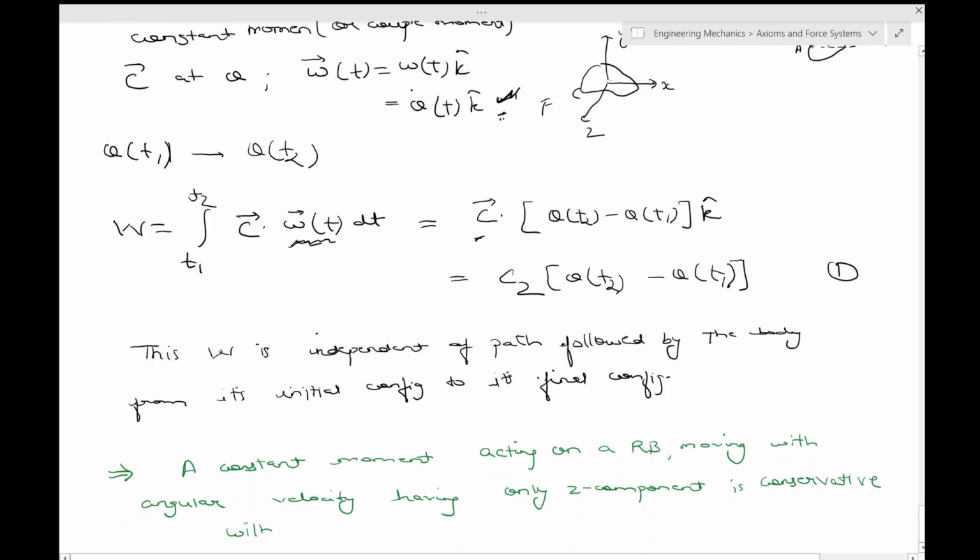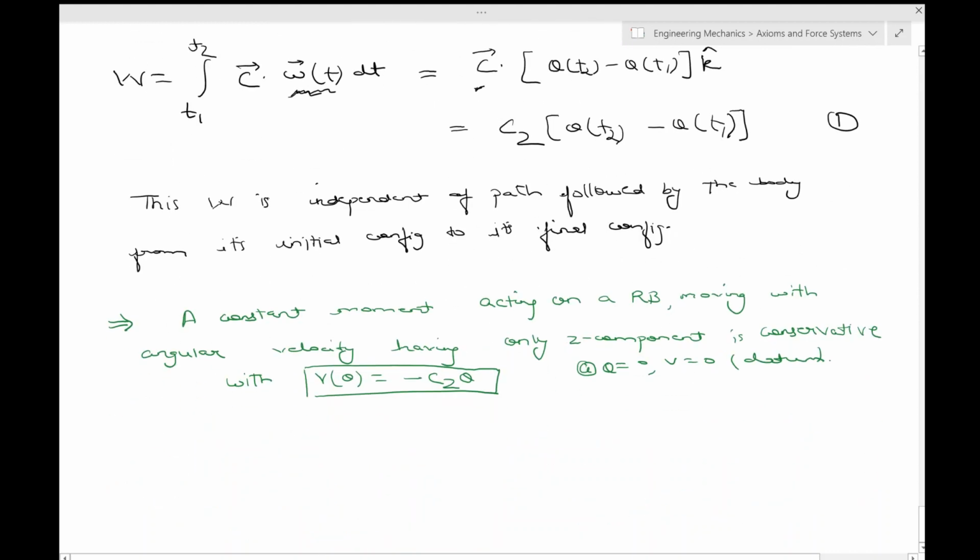And with the potential energy as minus of Cz theta. Clearly at theta equal to 0, V is equal to 0, so that's the datum. But if omega is supposed to have a direction component only in the z direction like it was in this case, then it's a conservative force. But if omega is arbitrary, okay, then it's non-conservative, because in that case the work done will be dependent on the path.